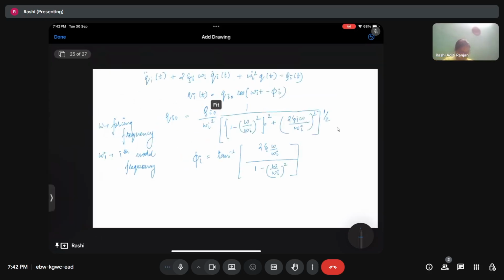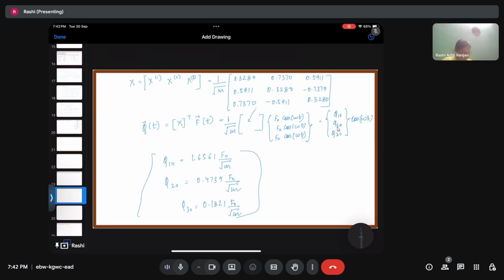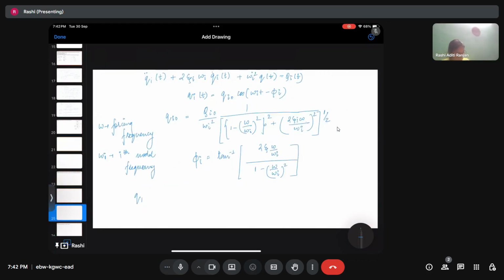Now, when you put the values in these equations, you'll get q1 of 0 as 0.57815 f naught m by k, q2 of 0 as 0.31429 f naught under root m by k, q3 of 0 as 0.92493 f naught under root m by k. Further, we need to find out the phase angles as well.